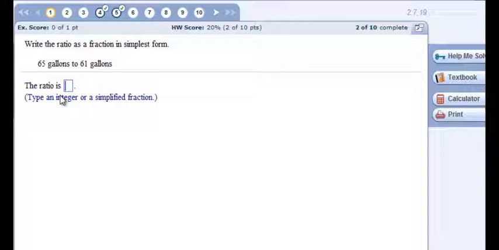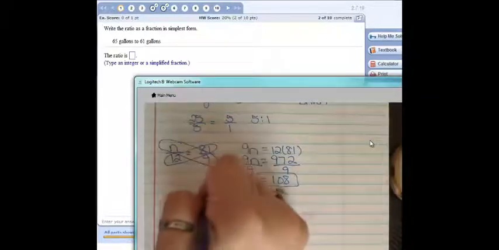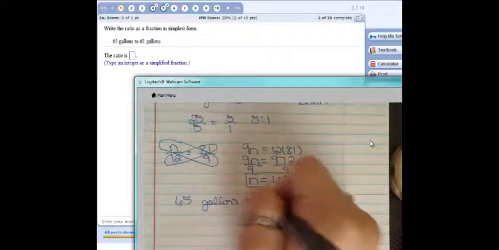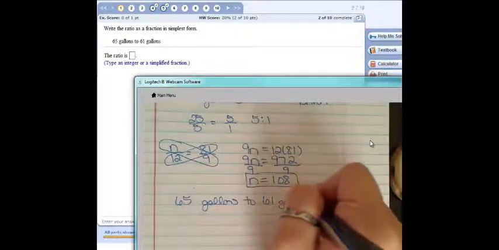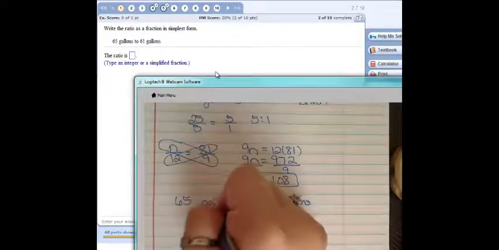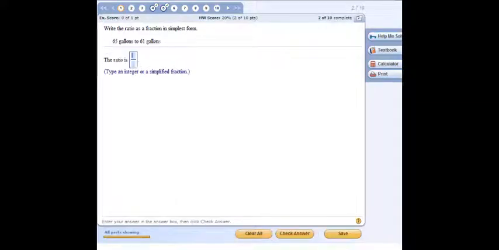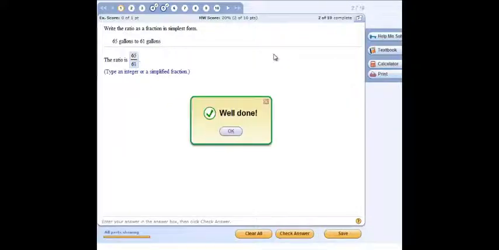This one is a ratio one, so I'll do number 1 with you so you see how to put it in. Number 1 says we have 65 gallons to 61 gallons. So we need to type this in, and it says type it in as an integer or a simplified fraction. So that means they want this one in fraction form, which would be 65 over 61. So 61 is a prime number, so that's a good thing for us. So we just have to type 65 over 61. Enter. Well done. We got it right.